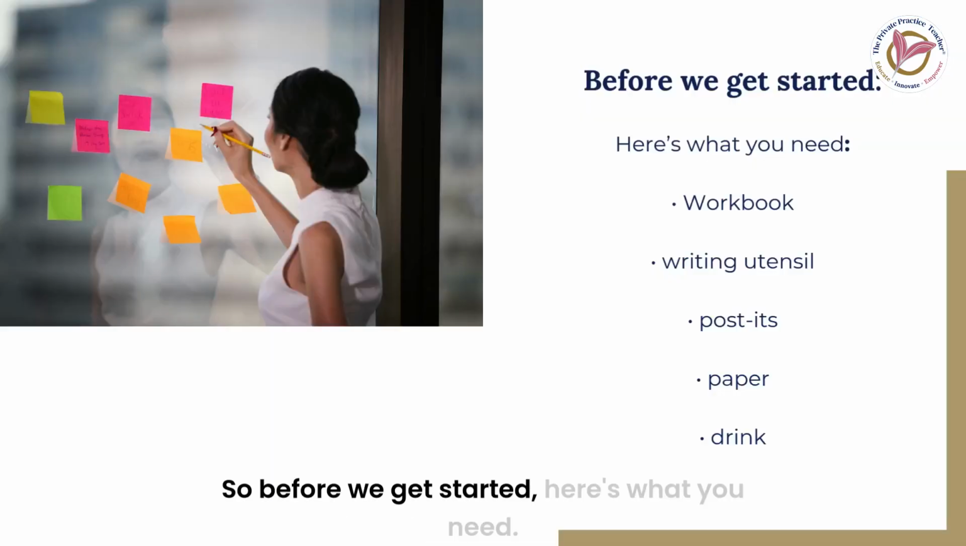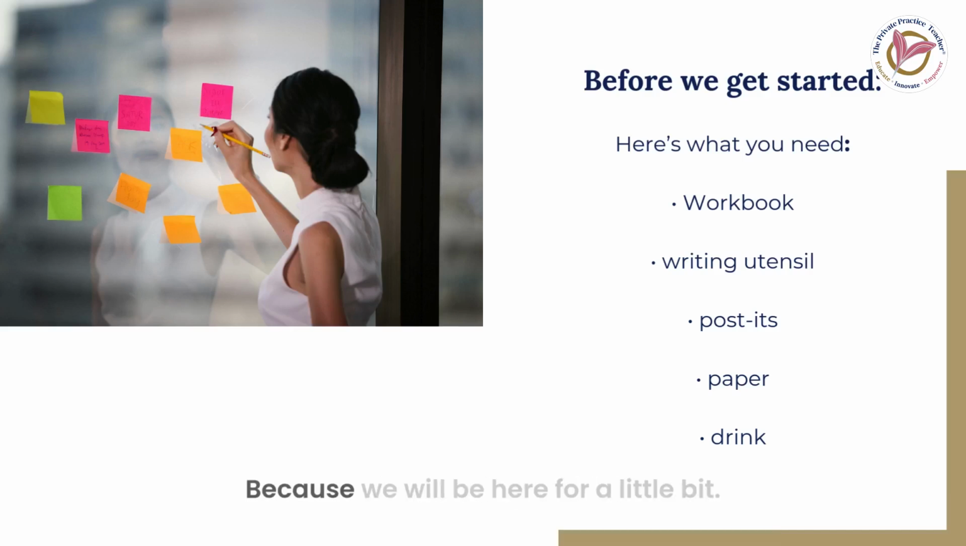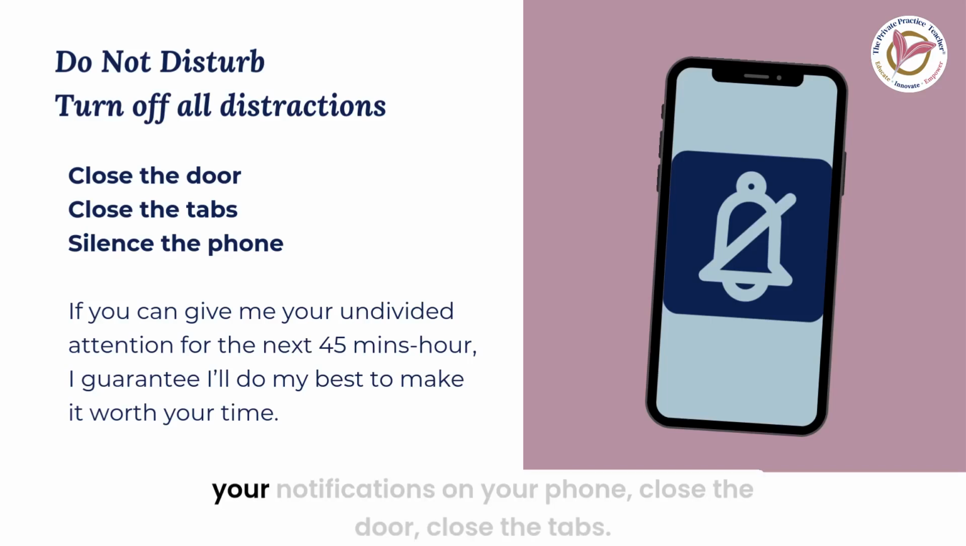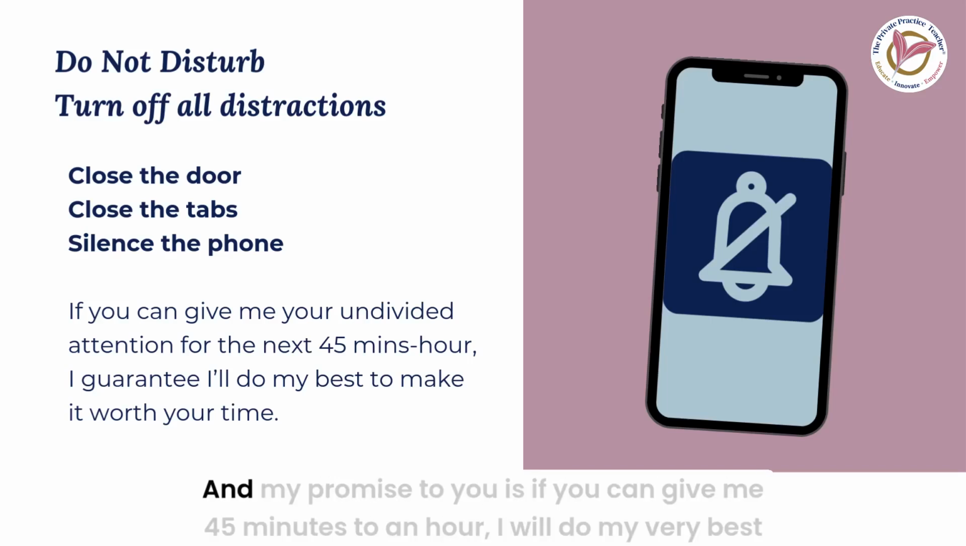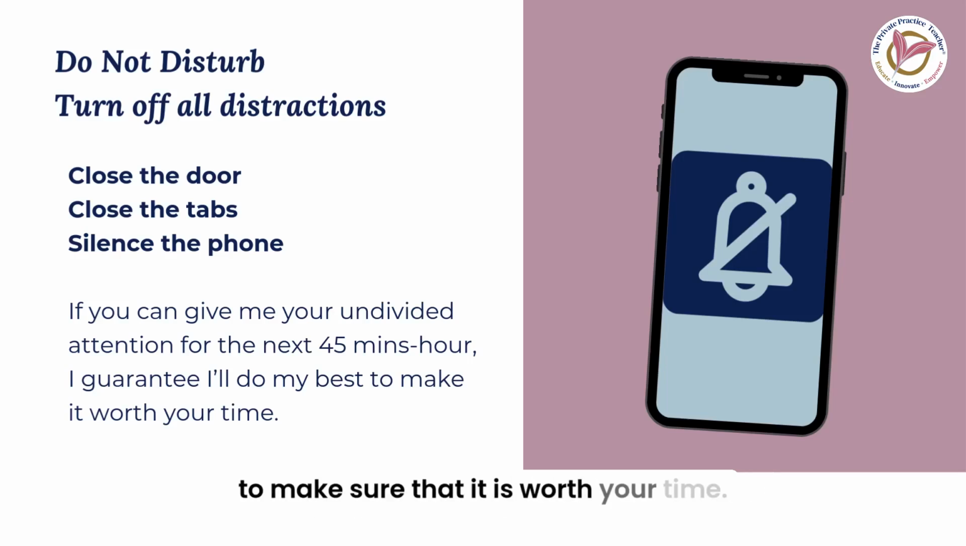So before we get started, here's what you need. You're going to need your workbook. Preferably, you have already looked at this already. It's printed out and you've jotted down some ideas. Writing utensil, some Post-it notes, or at least some scratch paper, additional paper, and something to drink, because we will be here for a little bit. Next, turn off your notifications on your phone, close the door, close the tabs. And my promise to you is if you can give me 45 minutes to an hour, I will do my very best to make sure that it is worth your time.